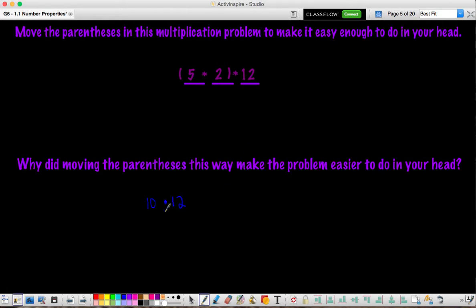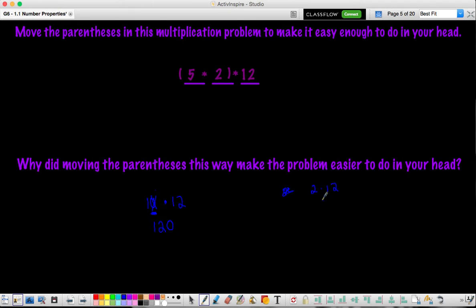And if you don't know so already, the trick when you're multiplying by a multiple of 10, ignore the 0. So just ignore that for a second and do 1 times 12. Well, I know that 1 times 12 is 12. Now I can take this 0 and add it to the end of my answer, and my answer is 120.